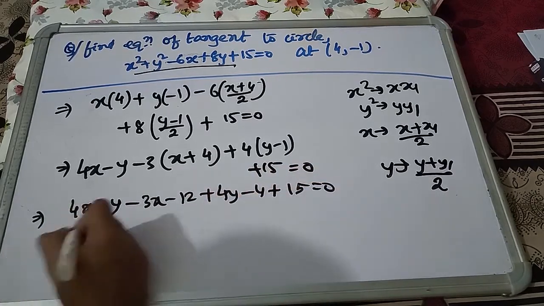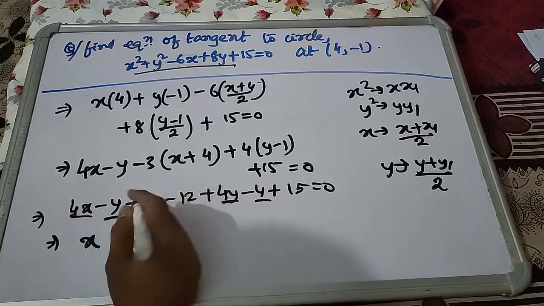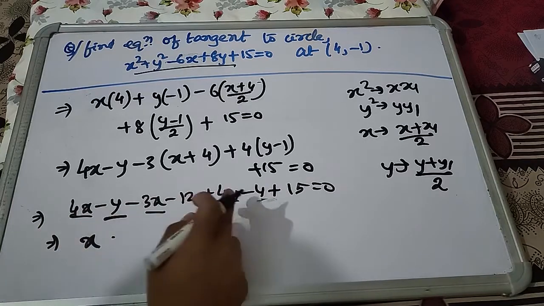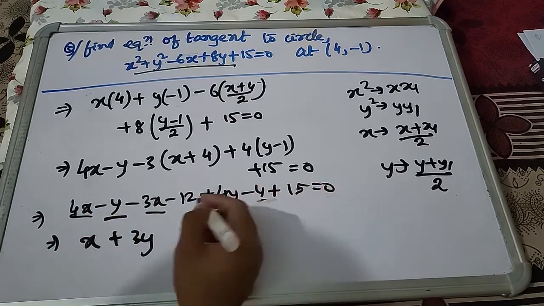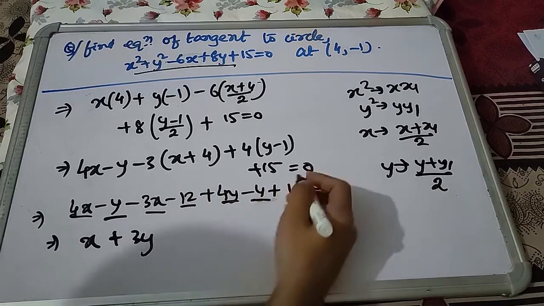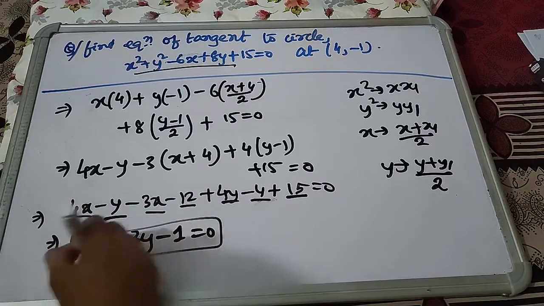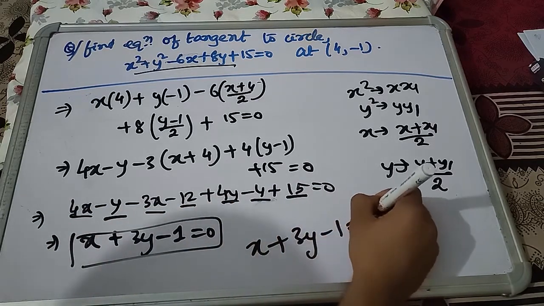This becomes x, and y terms: minus y plus 4y is 3y, and minus 12 minus 4 is minus 16, plus 15 is minus 1, equals 0. So the equation of the required tangent is x plus 3y minus 1 equals 0.